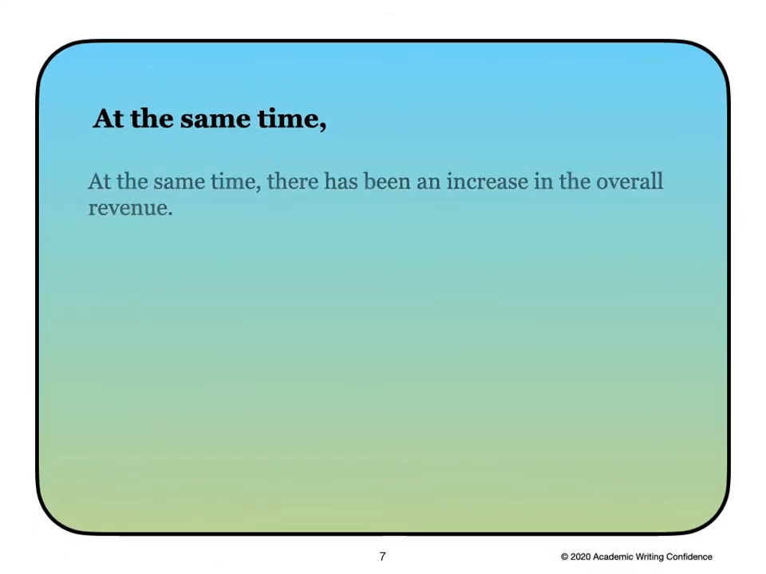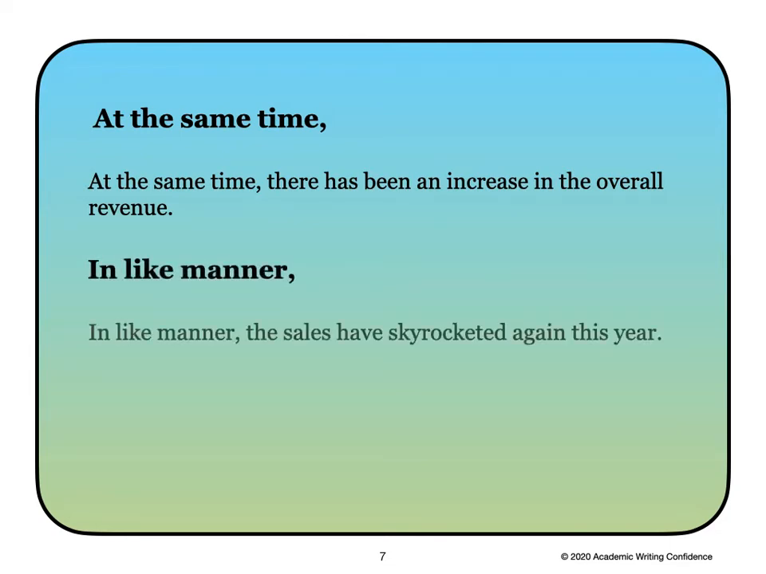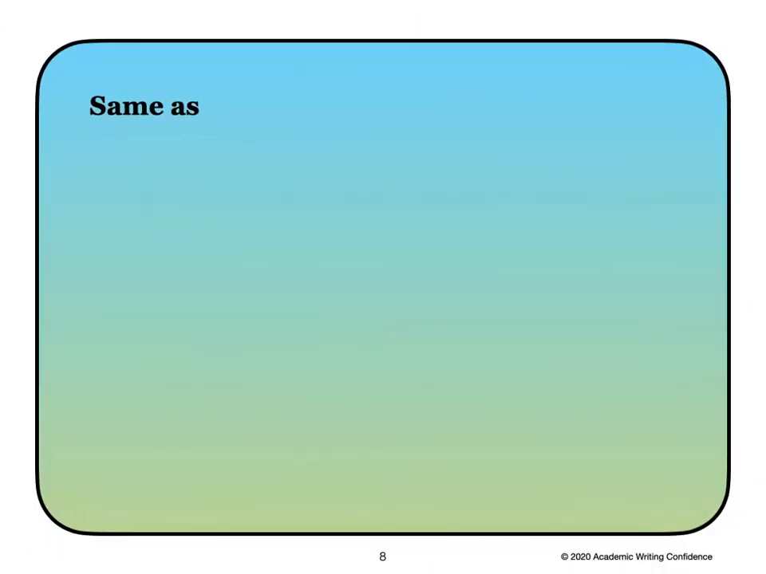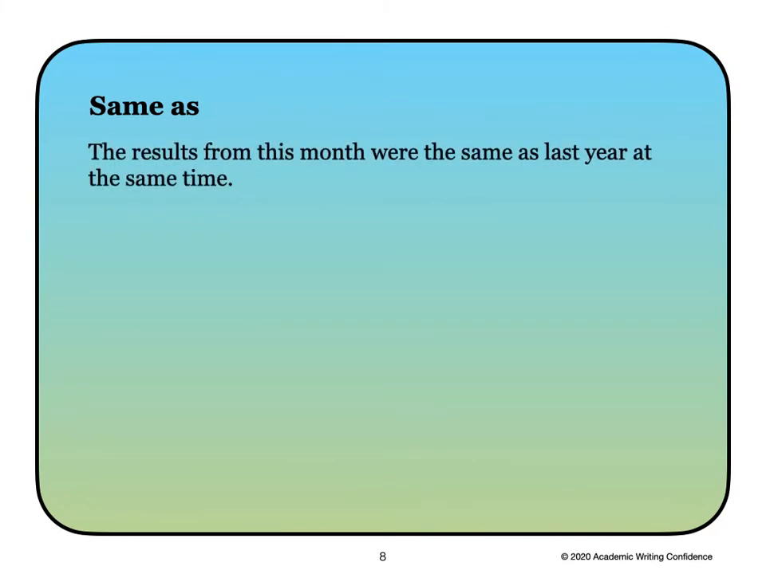Here are a few more that you can use. At the same time. At the same time, there has been an increase in the overall revenue. Now, this is another phrase that can be used at the beginning of a sentence between two ideas that you want to compare. In like manner. In like manner, the sales have skyrocketed again this year. Compared with. Compared with the weather in Austria, the weather in Brazil is much warmer. Same as. The results from this month were the same as last year at the same time.